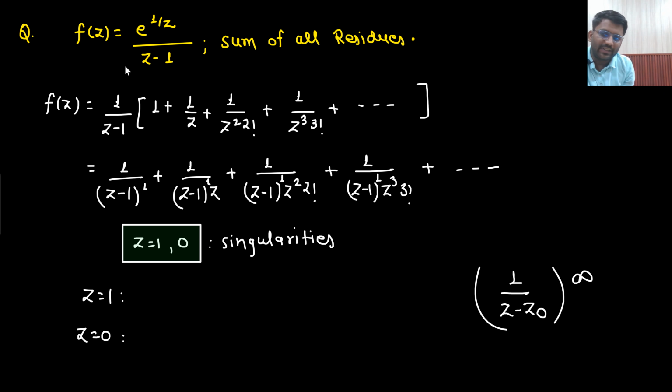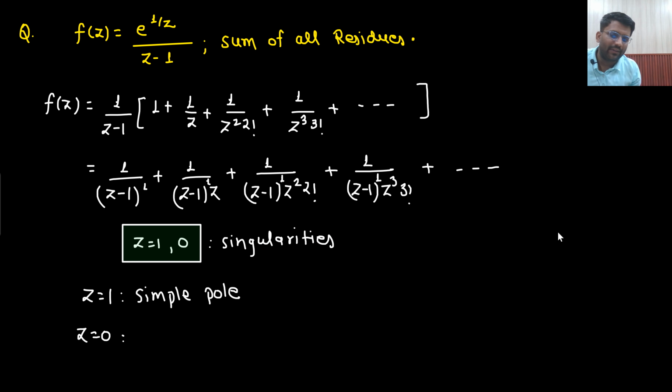If you see this expression as well, how are you getting z equals to 1? By putting that denominator equals to 0. What does that mean? This is your simple pole. And what is this? Z equals to 0. That means, sir, I can see that 1 by z, eventually 1 by z to the power infinity I will get. So, z equals to 0 is my essential singularity. Say yes or no.